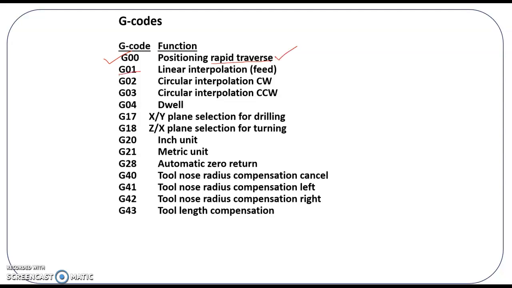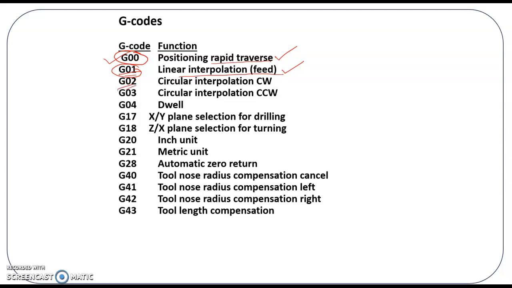Then G01 means linear interpolation. In interpolation the tool always moves with the feed rate, because during that time it is actually performing the cutting operation. So the feed rate specified has to be used when we use this G01 code. In the G00 code, no feed rate is specified. The speed is actually specified initially by the manufacturer, so the tool will move with respect to that rate.